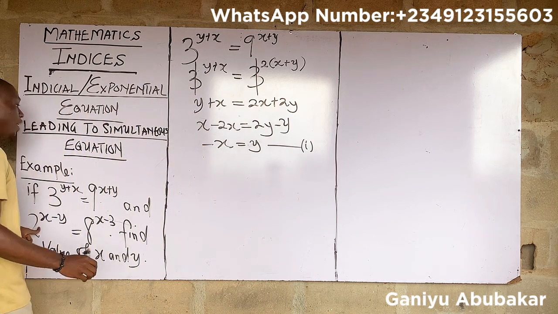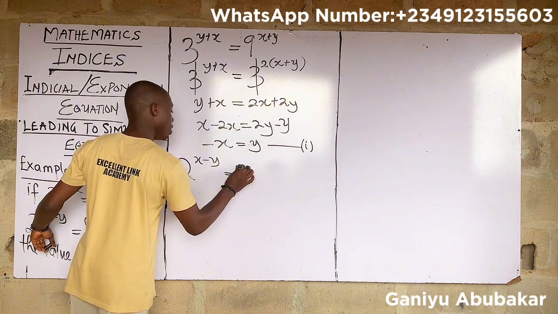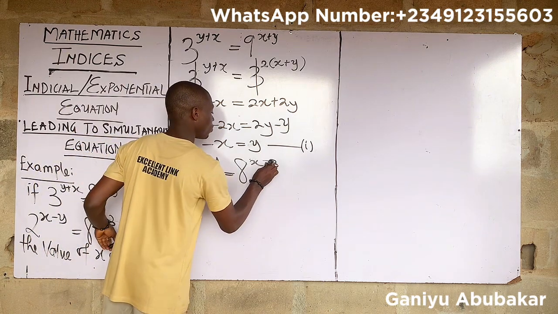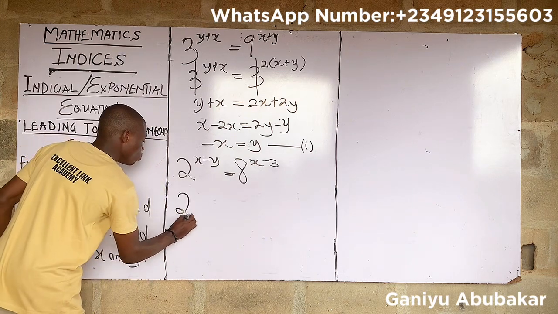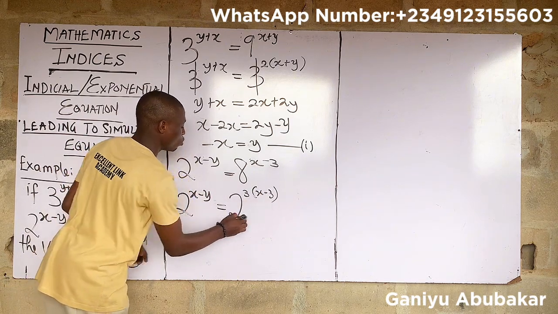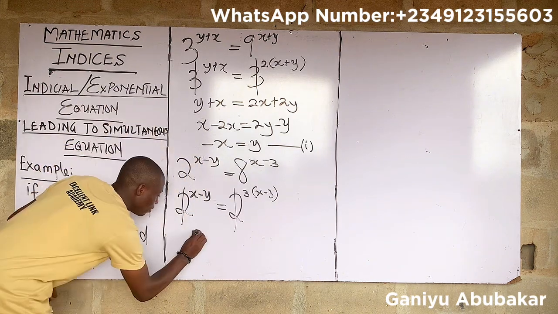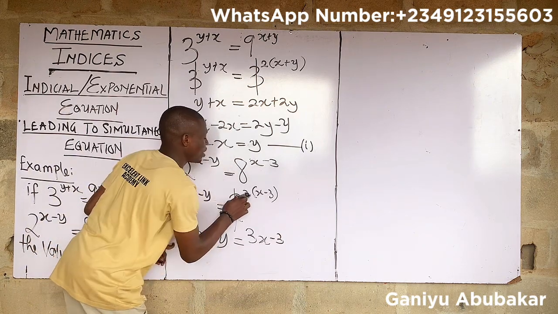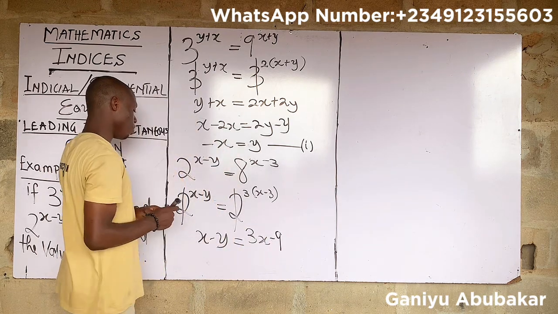Pick out the second equation here. I have 2 to the power x minus y equal to 8 to the power x minus 3. I'll make it the same base. So I'll have 2 to the power x minus y equal to 2 to the power 3 into x minus 3. 2 to the power 3 is of course 8. So this one will cancel this. I'll be having x minus y being equal to 3x minus 3. 2 times x, 3x. Minus 3 times 3 is of course 9. So I have this.